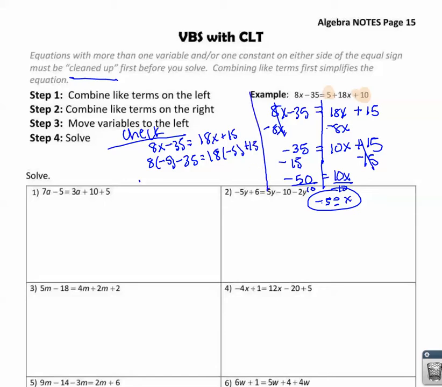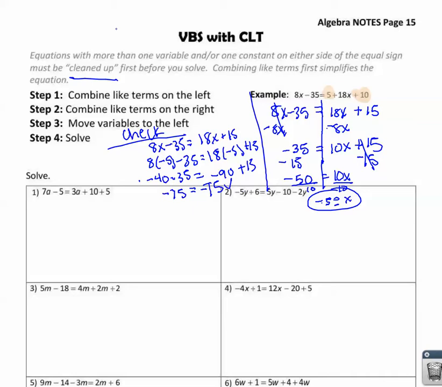So when I go to solve, or simplify, 8 times negative 5 is negative 40 minus 35. 18 times negative 5 is negative 90 plus 15. Negative 40 minus 35, same signs, you add and keep the sign. Negative 90 plus 15, different signs, you subtract and keep the sign of the larger number.